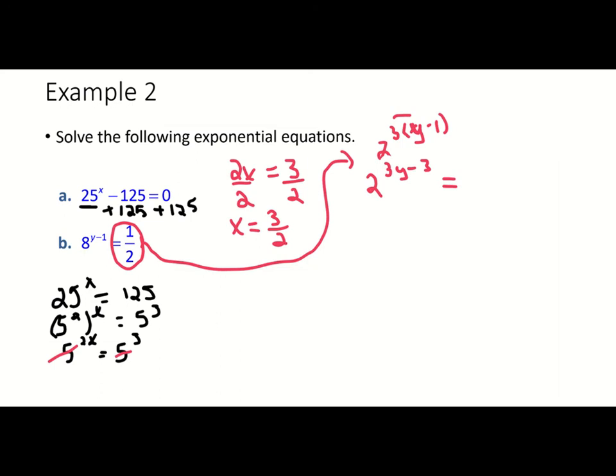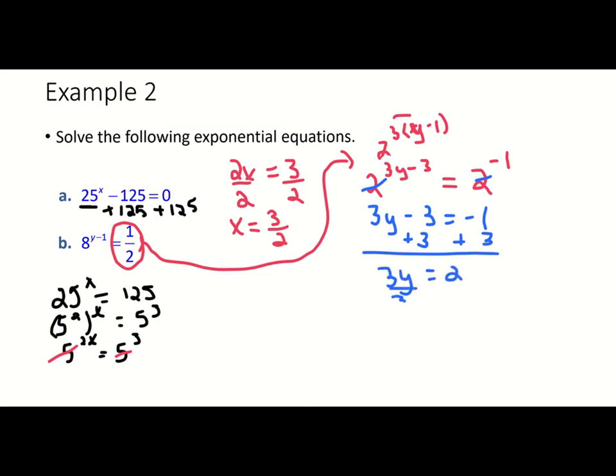Remember, when you get a fraction for an answer, what kind of exponent do you have? It's going to be a negative exponent. So I know that 2 to the negative 1st power is equal to 1/2, because it would be 1 over 2. So now I have the same base. So again, ignore your bases, and we're going to solve the equation 3y minus 3 equals negative 1. And I'm just going to add 3 to both sides. So I have 3y equals 2, divide by 3, so y is going to be 2/3, and that's it. We solved our equation.